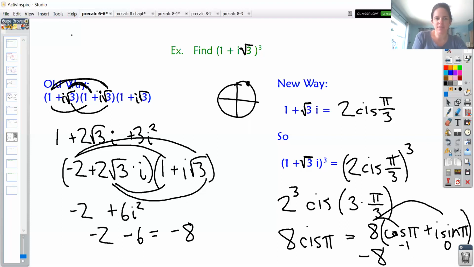Some of you may be arguing that the old way was still easier for you. Maybe, because the new way is new. Also, we were only cubing it. What if we were taking it to the 17th power? Then I hope that you would agree with me that the new way is going to be way better.